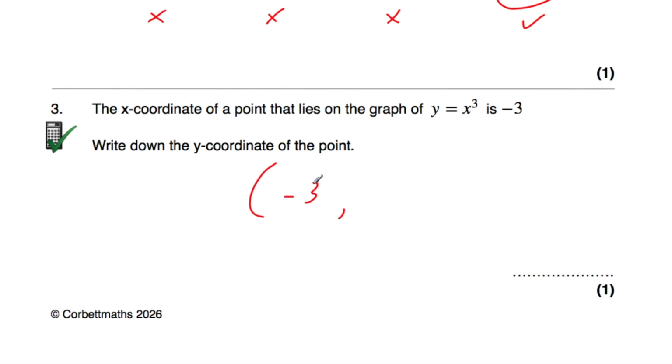The x coordinate is equal to -3. And we've been asked to write down the y coordinate of the point. So we want to find the y coordinate of the point. Well, to find the y coordinate is the x coordinate cubed. So we need to cube -3.